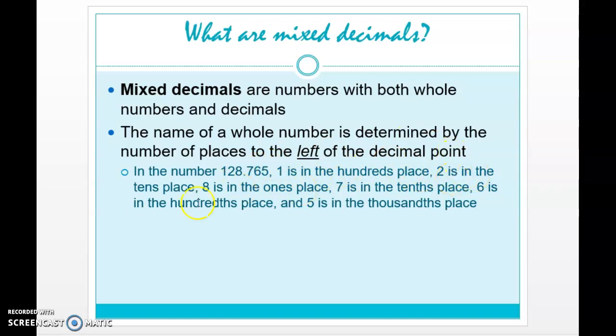2 is in the tens place. 8 is in the ones place or unit place. 7 is in the tenths place. 6 is in the hundredths place. And 5 is in the thousandths place. Value.